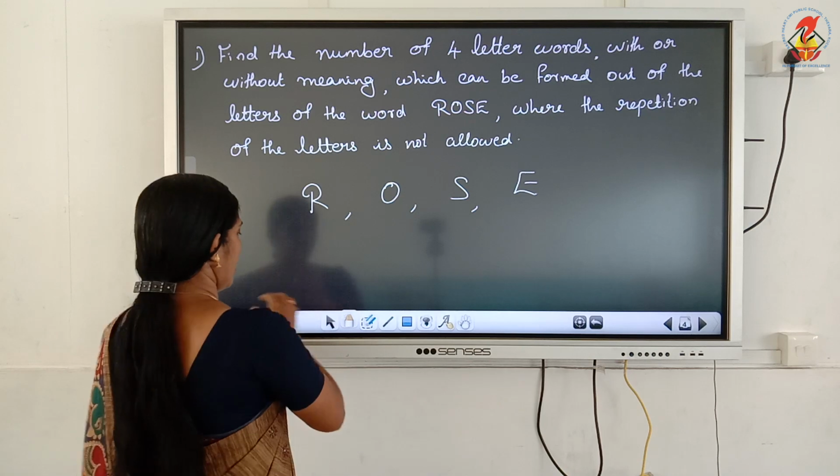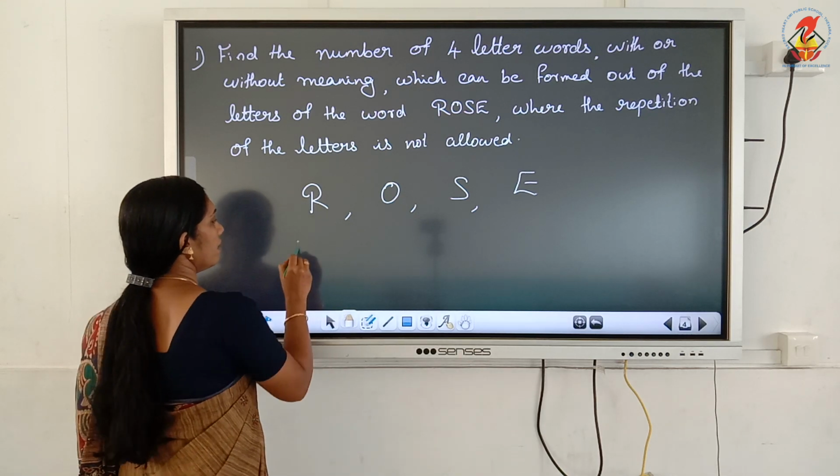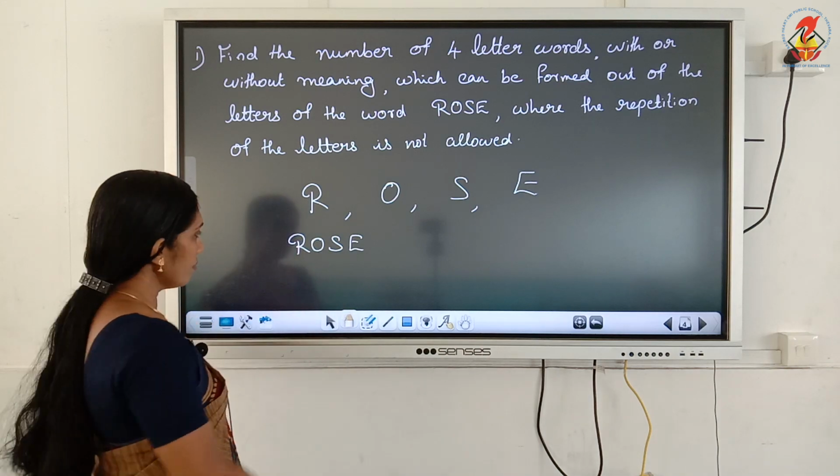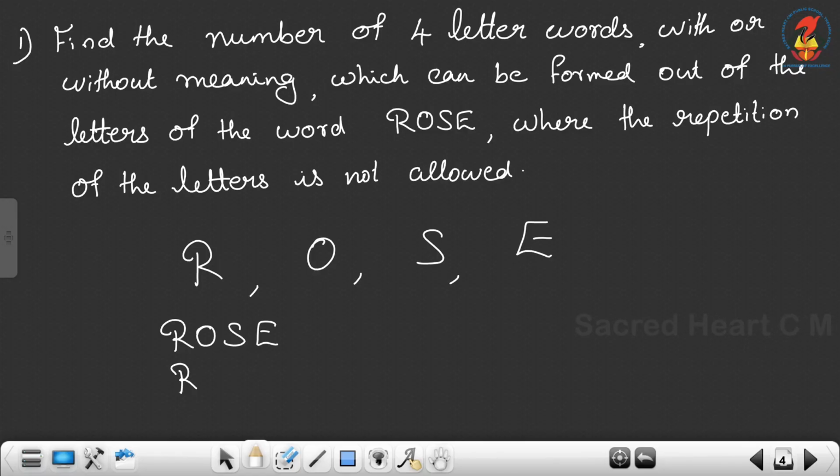So if we write, look, the first word I can write as R-O-S-E. Then we can change the places of these letters. I can write like this, or E-O-S. So in total, how many words are there?